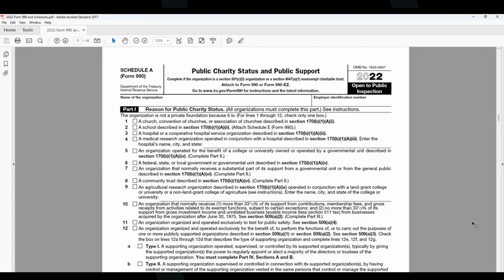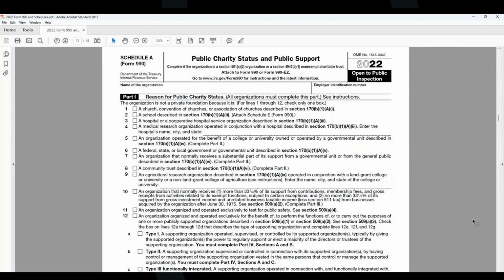So Schedule A is one of the most important schedules on the 990, because if you want to be a public charity, you have to meet this test, which we're going to walk through. You have to fill out this form. You have to meet the test. Otherwise, you're not a public charity. You would be a private charity or not a charity at all. So you have to go through and fill out this form and meet the test.